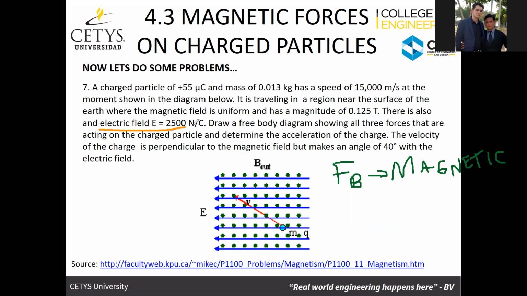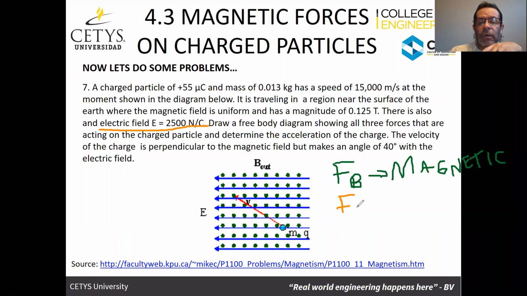Electric field. We've got an electrical field, so there's also an electrical force. I'm going to call that FQ. This is regarding the electrical field. That's the second force.